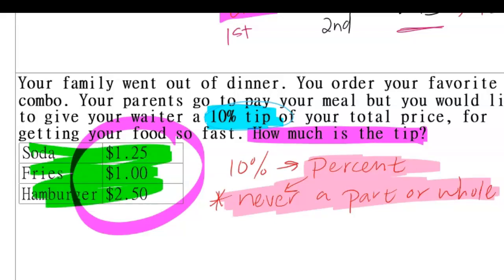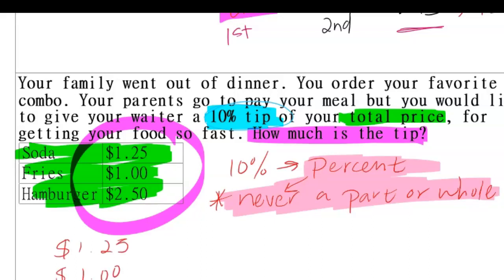Okay, so what I want you guys to do is add these up. Add these up and it's going to give us our whole. Because again, whatever we add up here is going to be our total price. Okay, so let's add it up. We have $1.25. We have $1, and then we have $2.50. Okay, so add these up. What do you get? Put it in your calculators, which will give you roughly $4.75.